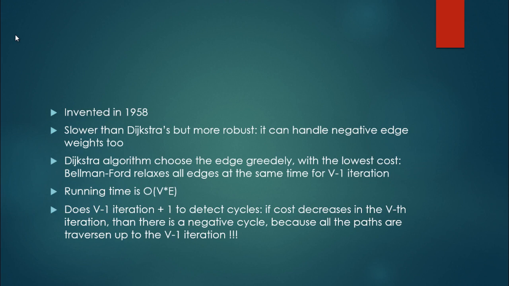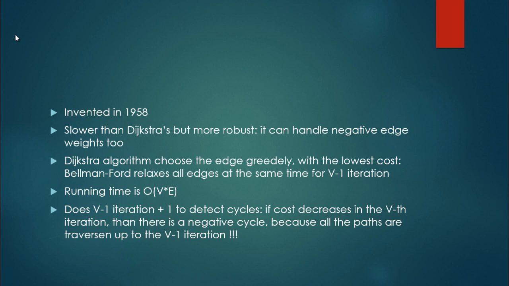So we do not keep going from vertex to vertex during the relaxation process. We keep relaxing all of the edges at the same time. So the running time is O(V times E), where V denotes the number of vertices and E is the number of edges. So it is a slower algorithm than Dijkstra's, but it is much more general. I mean, it's much more robust. It can handle negative edge weights.